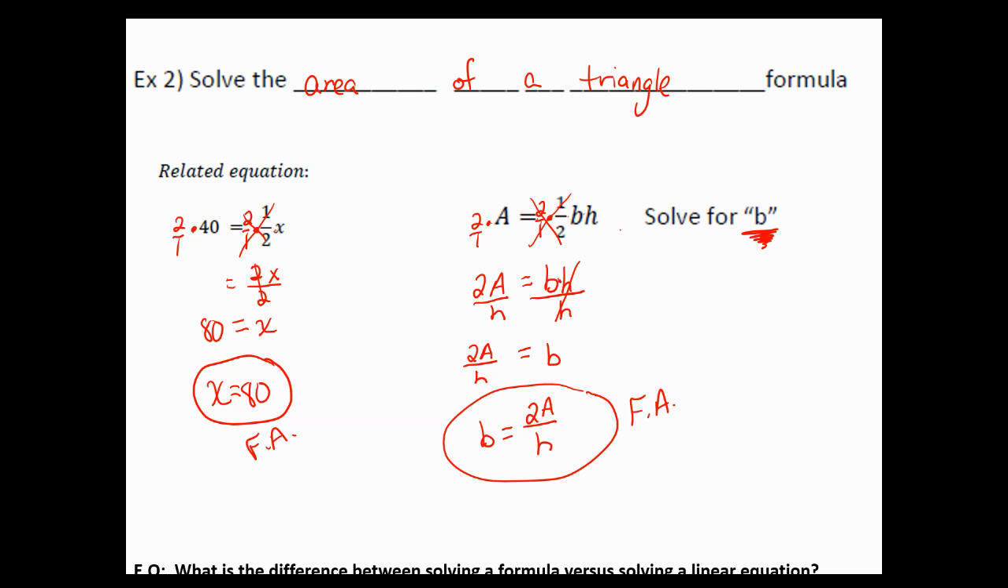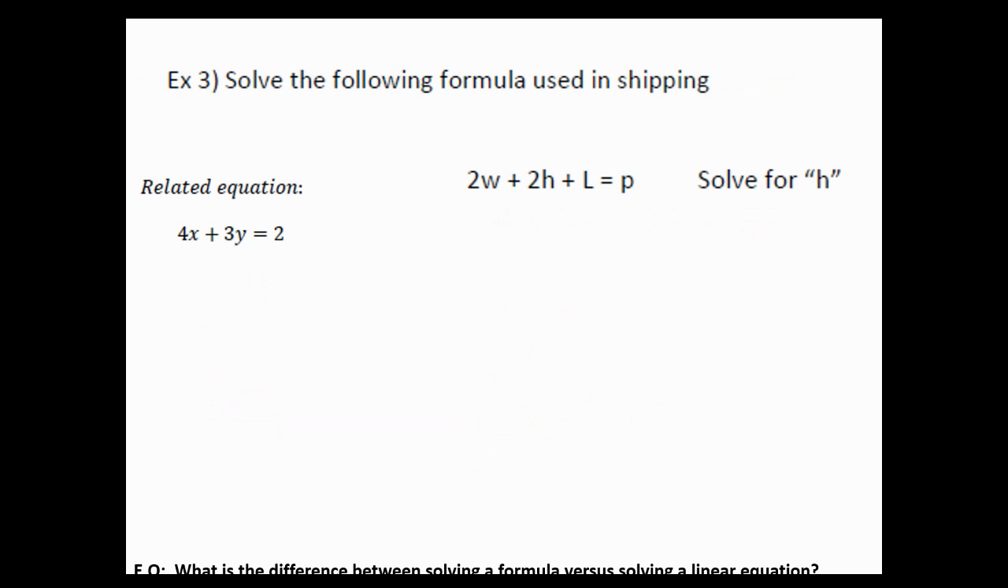Okay, moving on. Okay, so this says solve the following formula used in shipping. So here's a related equation. It has an x and a y and a number. This has a w, an h, and l equal to a p. So you want to read the directions. We're going to solve for h. This one doesn't have the directions on it. Sorry, I have a bit of a typo there.